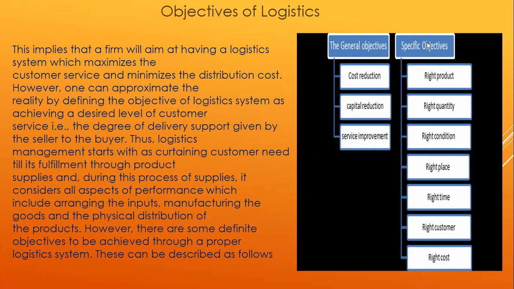When you make finished goods at your factory level, and as per order you need to deliver the product to the consumer, if you do these activities in the right way, then you will not face any problem. So what are the general objectives of logistic management? The first is cost reduction. You need to reduce the cost of the logistic system. This is the general objective. Then capital reduction. You need to reduce the capital.